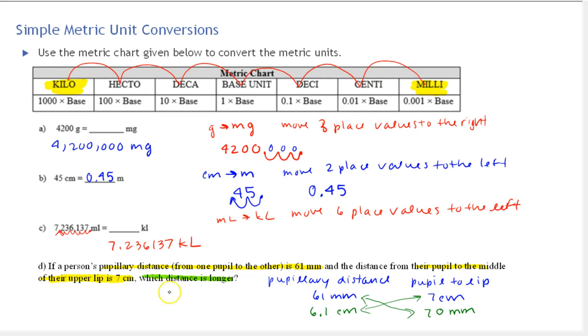So which distance is longer? We'll say the distance from the pupil to the upper lip is longer.